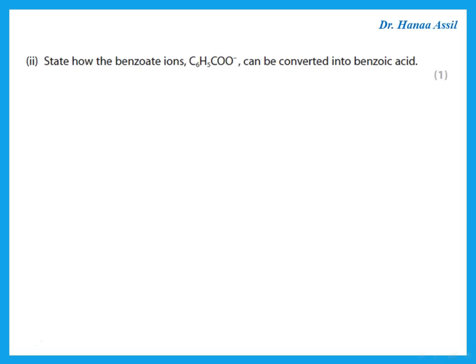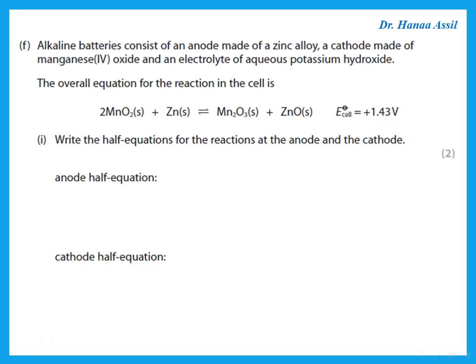State how the benzoate ions can be converted into benzoic acid. Of course, if I have benzoate ions, in order to make it acidic, I just add an acid like dilute hydrochloric acid, for example. That would put an H+ on the ion.